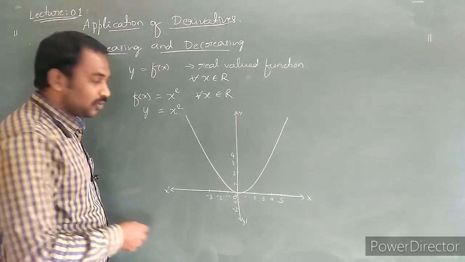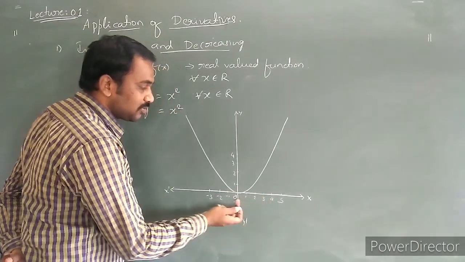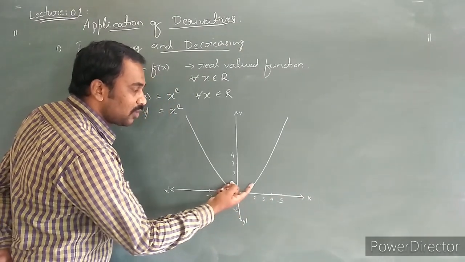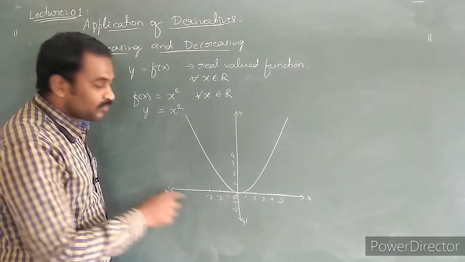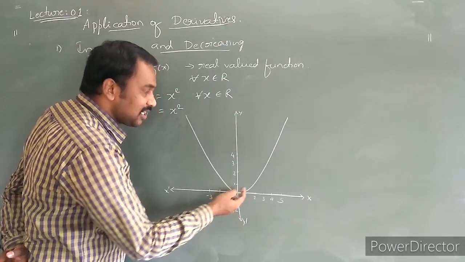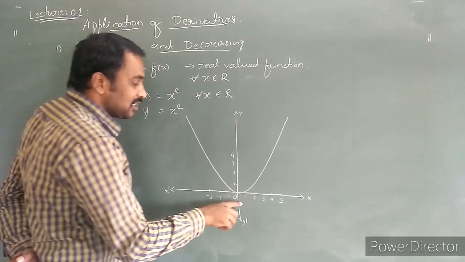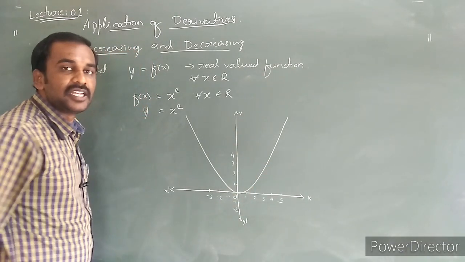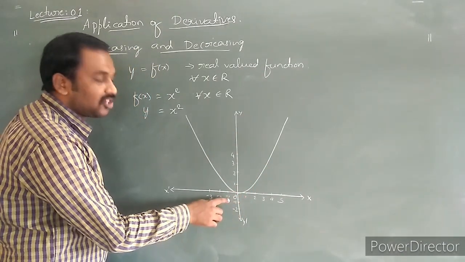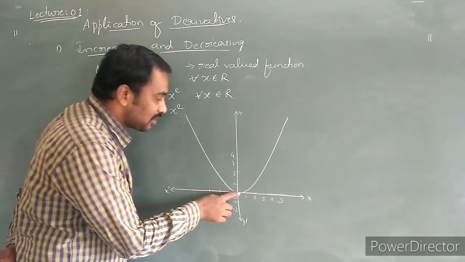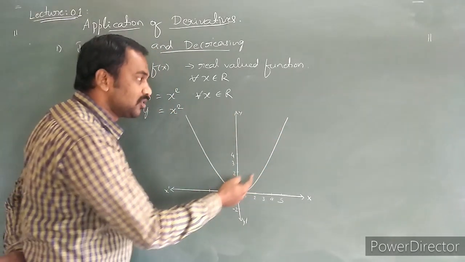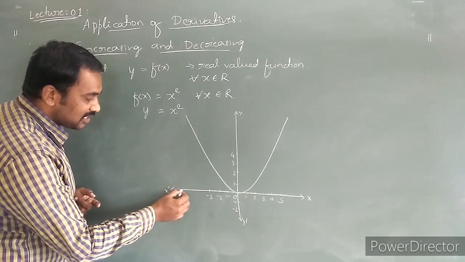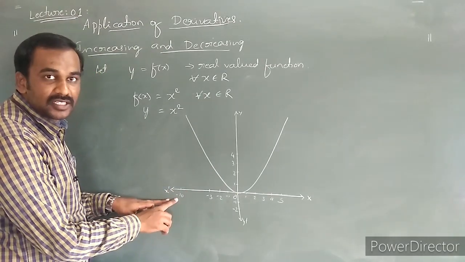Observe that on the right hand side of the origin, these are all the x values on the x-axis. As the x value is increasing, what about the y value? The y value is also increasing. That means as x is increasing, the height of the graph is also increasing. So we can conclude that on the right hand side of the origin, the function is increasing. Similarly, on the left hand side of the origin, as the x value is increasing, minus 10, minus 3.